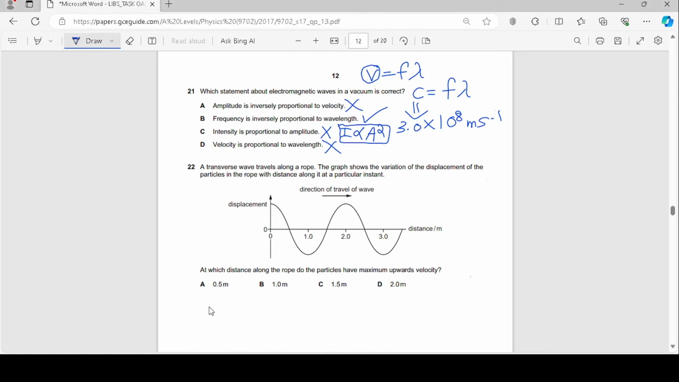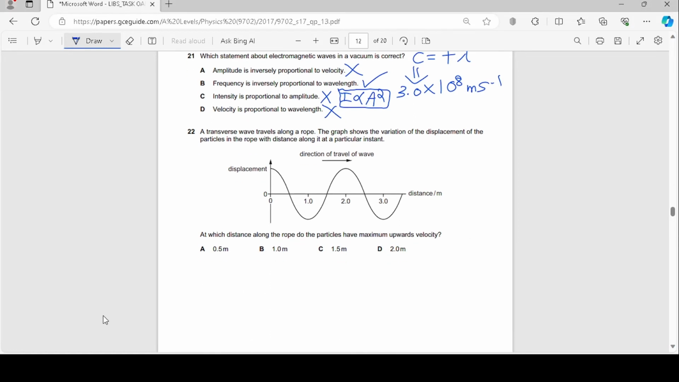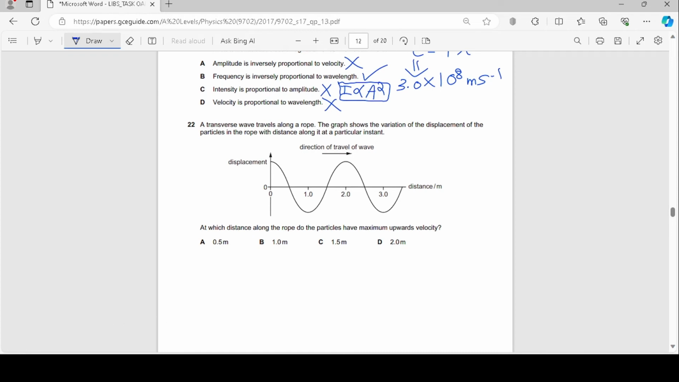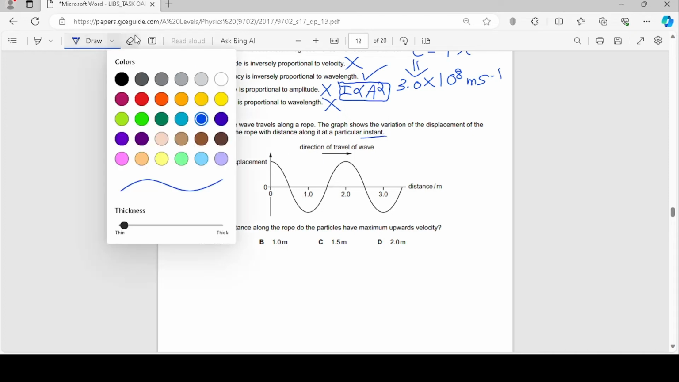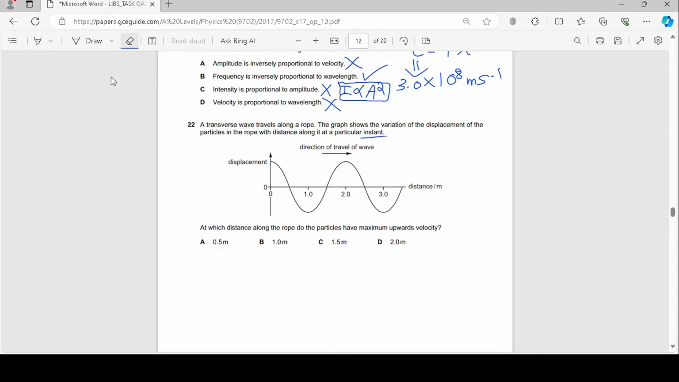Okay, so question 22. A transverse wave travels along a rope. The graph shows the variation of the displacement of the particles in the rope with distance along it at a particular instant. So then, at what distance along the rope do the particles have maximum upwards velocity?